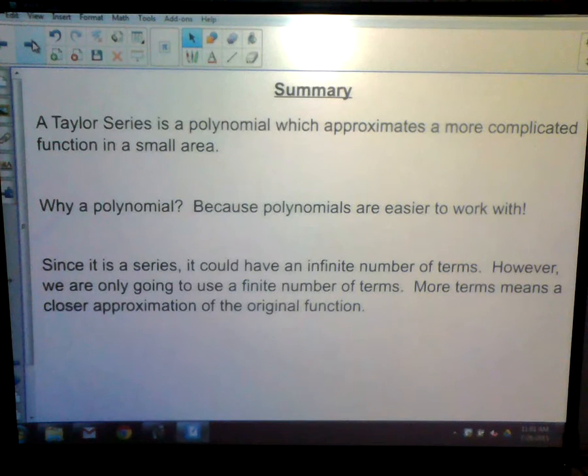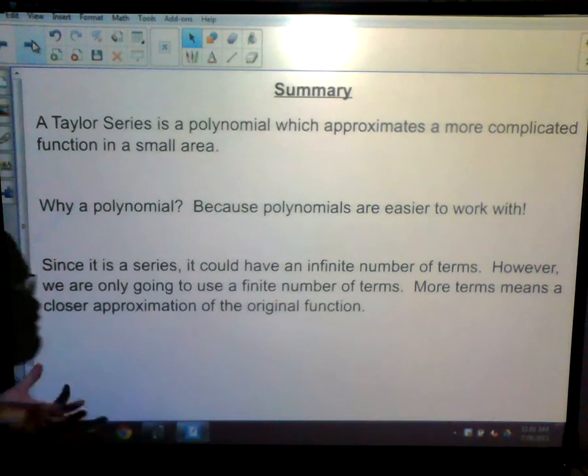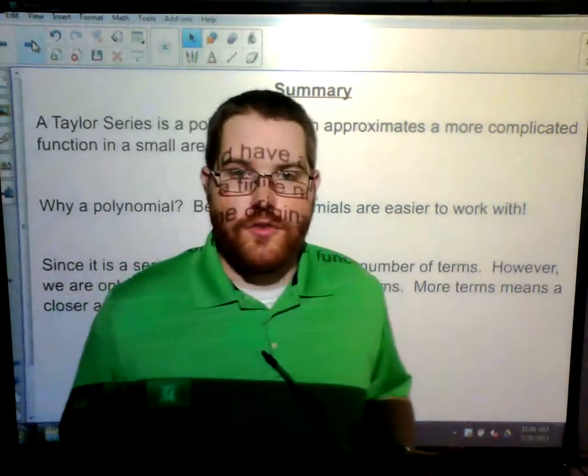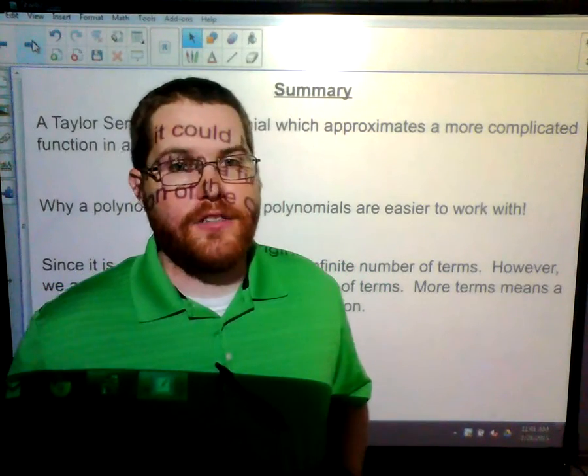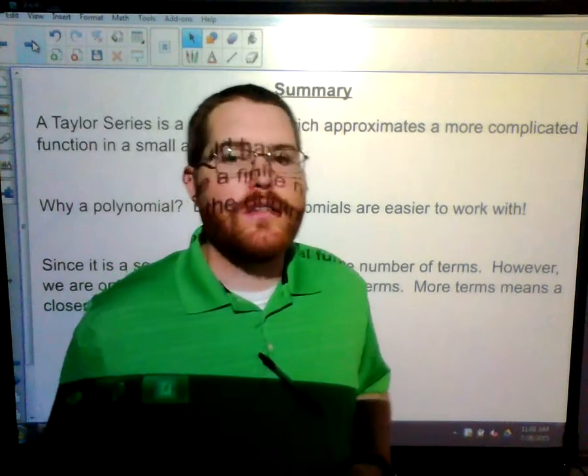Since it's a series, it could have an infinite number of terms. However, we're only going to use a finite number of terms. More terms means a closer approximation. This is how they used to do approximations for functions before they had graphing calculators that could tell you what the natural log of 13 was.